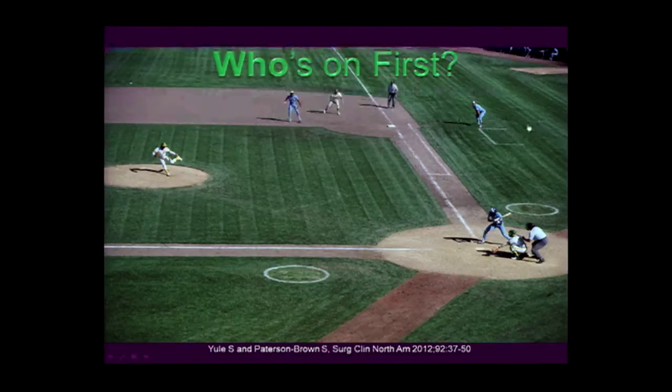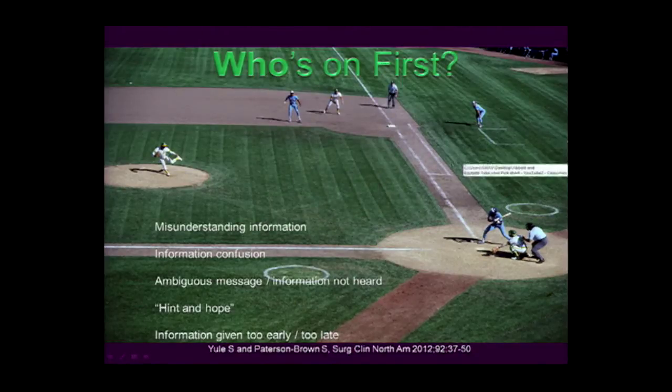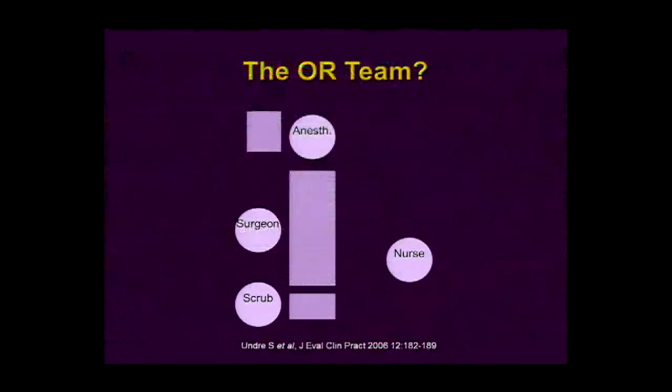So who's on first? Why do we have these problems? What are the problems? A lot of it is misunderstanding information, information confusion, ambiguous messages, and the hint and hope. The hint and hope is the classic, are you sure you want to do that? You know something, you don't want them to do it, or you see something going wrong, but you're not very specific about it. You're not direct in your communication, or the nurse is not direct to you. They're just hinting at it and hoping that you get it and that the right thing will be done. And then either the information is given too early or it's given too late.